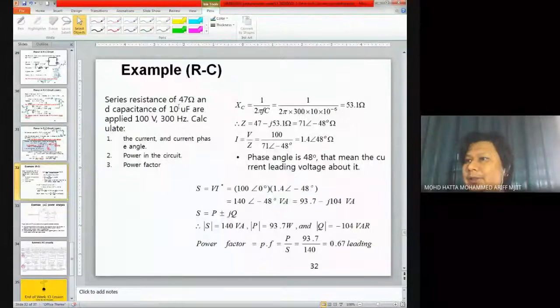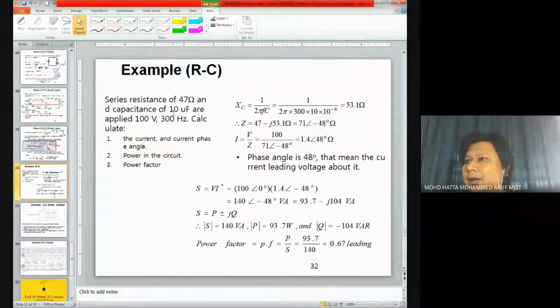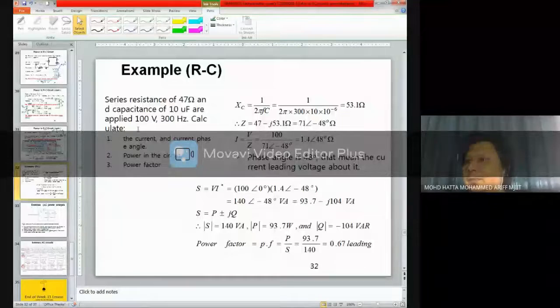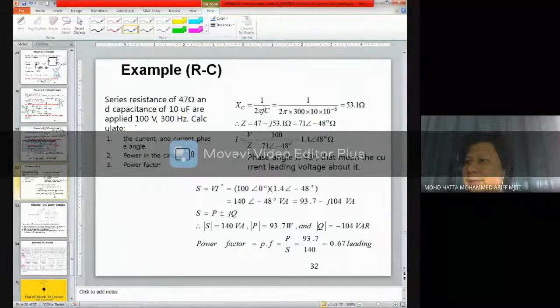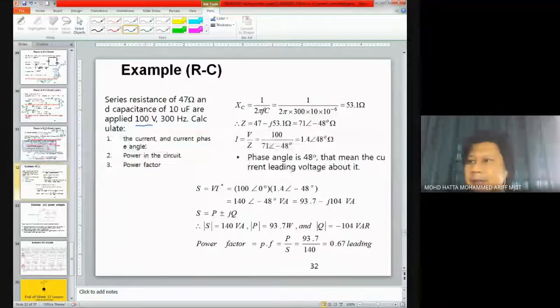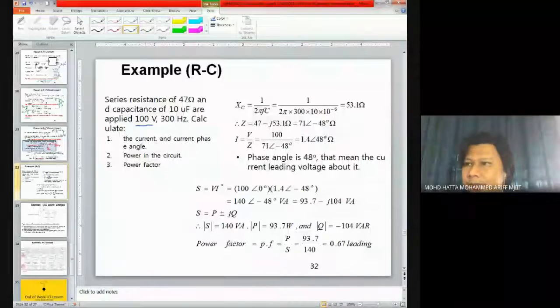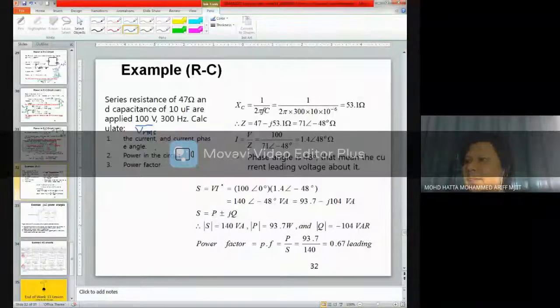If we have a series resistance and a capacitance of 10 microfarad applied with 100 volt, 300 hertz. Okay, remember here that this voltage value is given not in a sinusoidal form. Means that this value is the VRMS. Okay, and this of course the frequency. Okay, and you need to calculate the current and the phase angle.